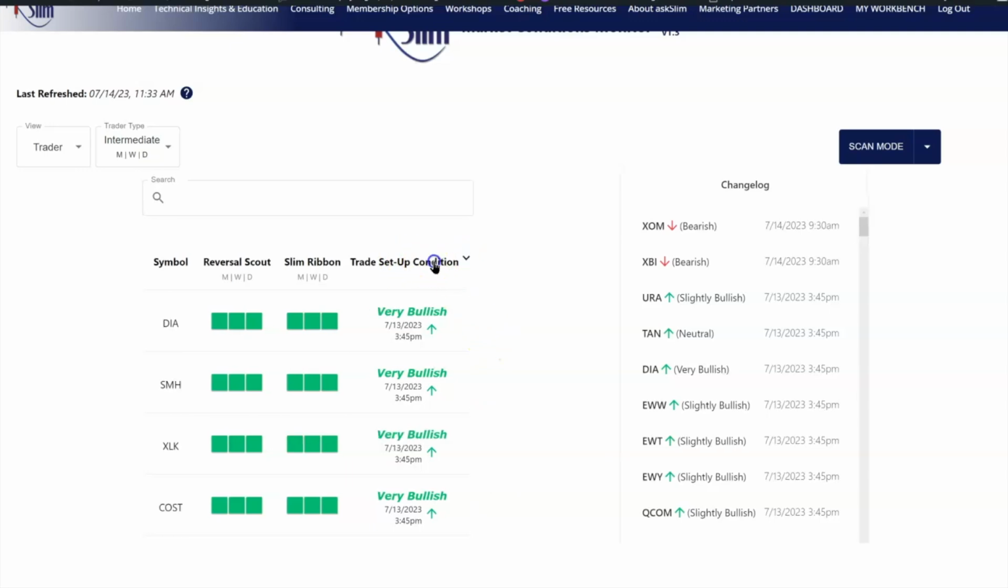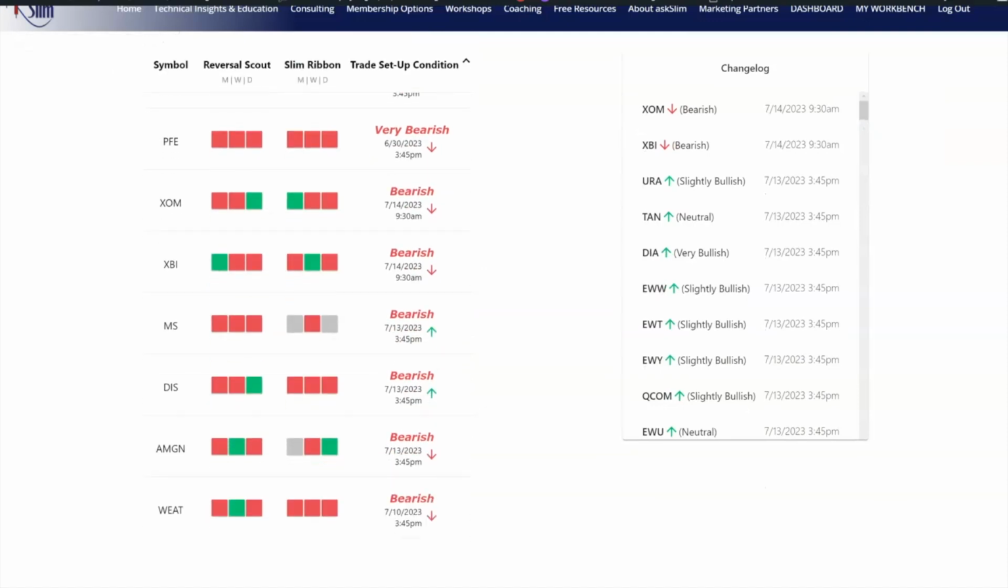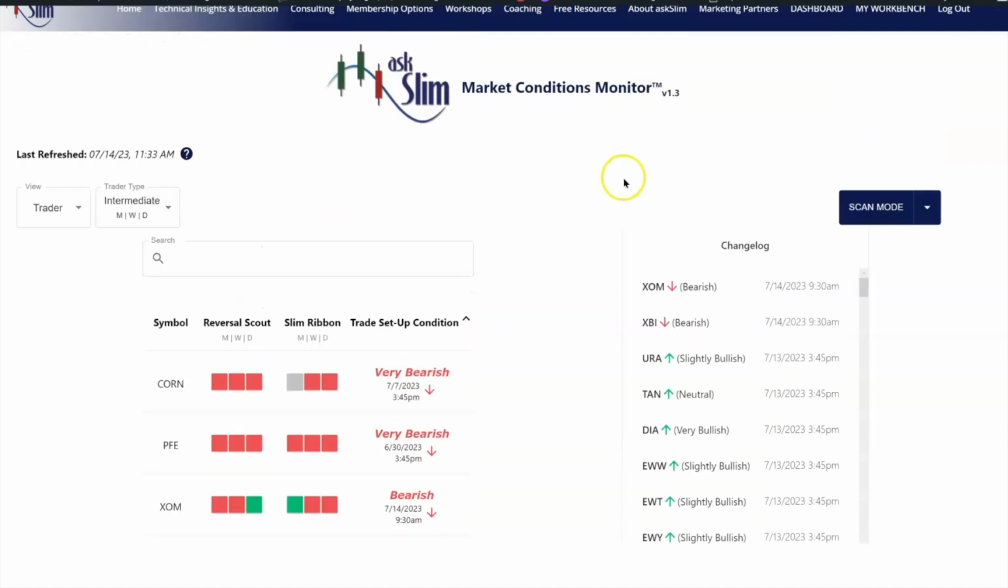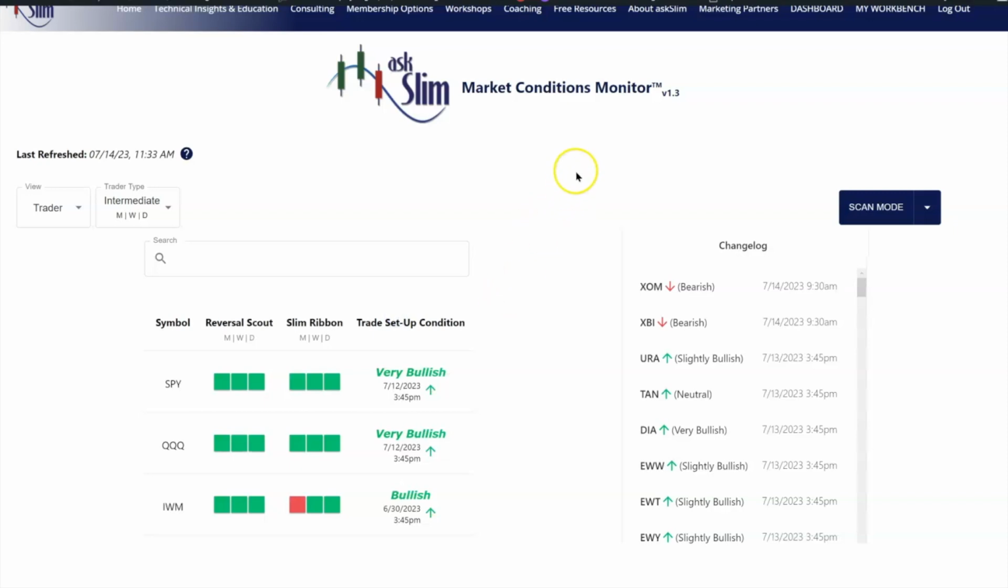This is the trade setup conditions in here, and you can toggle in there, and you can see which ones are very bearish or bearish as I use that and toggle to the downside. So this is just an unbelievable application, included in our level 4 membership. So I wanted to show you the market conditions.